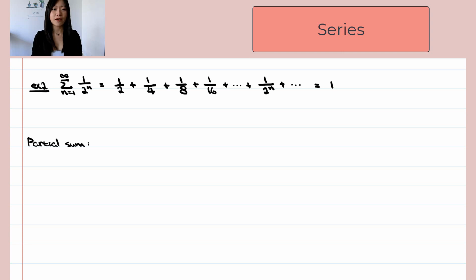So from the first two examples, we already see that some series could converge to a finite value, and for some of them, when we add up all the terms, we get infinity. So how can we conclude whether a series is convergent or divergent? Then we'll need to define the term partial sum. A series is a sum of infinite terms, and a partial sum would be part of a series.